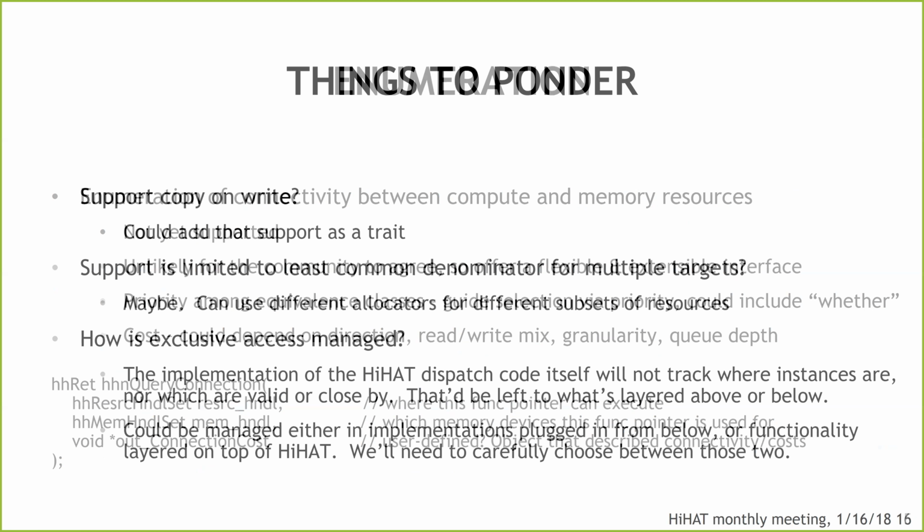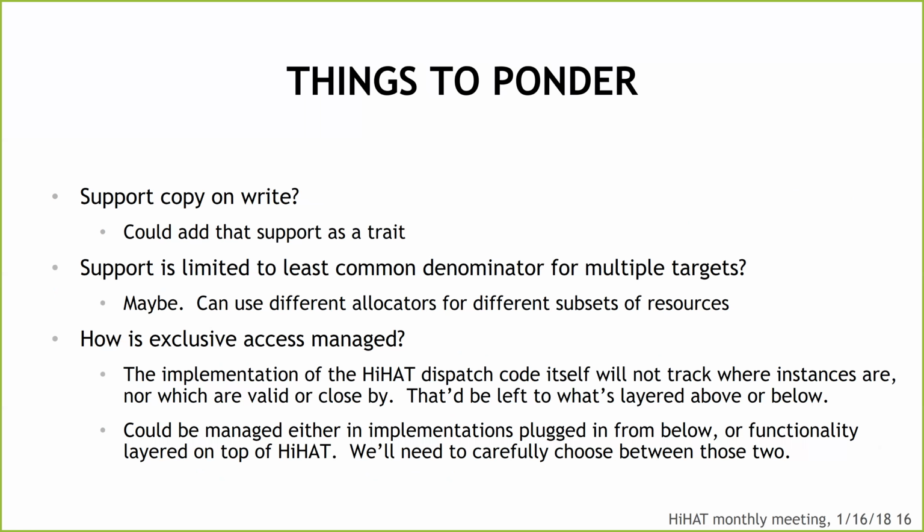So just some things that we're pondering are, do we want to support copy on write? We could add that support as a trait. Is the support going to be limited to the least common denominator of multiple targets? It could be, but you could also use different allocators for different subsets of resources, giving you more generality. When you want to ask questions about how exclusive access is managed, whose turn is it to have this, I think there are really two choices here.